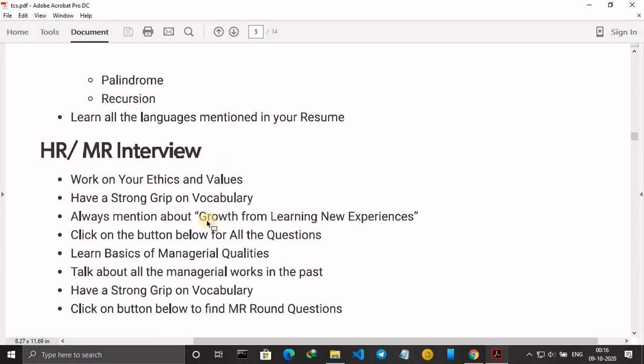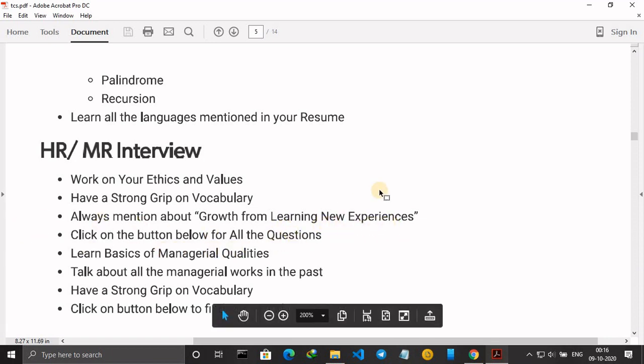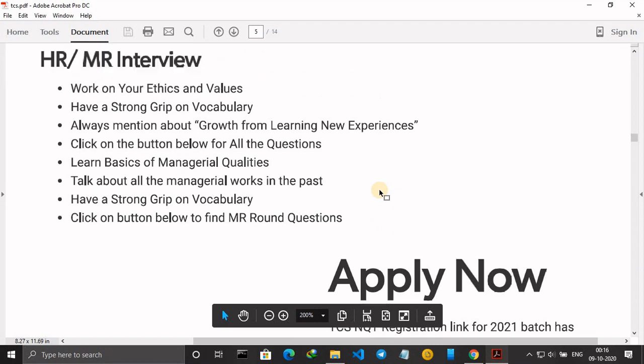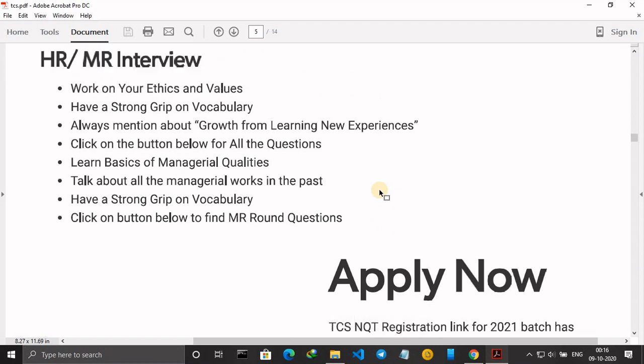You must keep in mind to work on your ethics and values, have a strong grip on vocabulary, and always mention growth from learning new experiences. Click on the below button for all the questions. If you want to know which type of questions you must be prepared for, you can go to that section and see the questions and prepare for them. Learn the basics of manager qualities. Talk about all the manager work you have done in the past. Have a strong grip on vocabulary, whatever is mentioned here. And so this was the section of HR/MR.